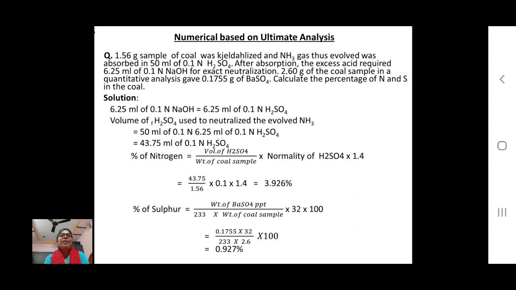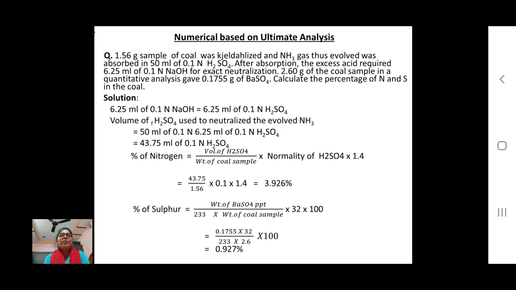And for the another part, we have to find out the percentage of sulfur. So percentage of sulfur is equal to weight of barium sulfate precipitate formed multiplied by 32 into 100, divided by 233, and again divided by weight of coal sample. So putting all the values, 0.1755 multiplied by 32 multiplied by 100 divided by 233 multiplied by 2.6. So it comes 0.927% of sulfur.